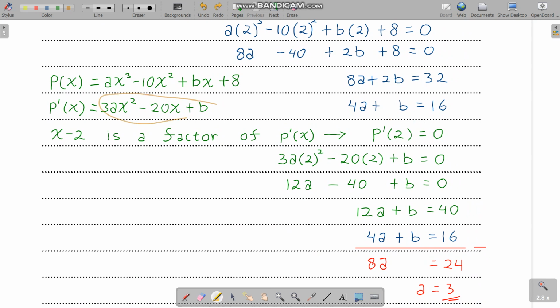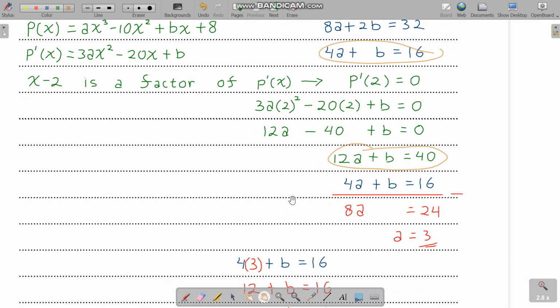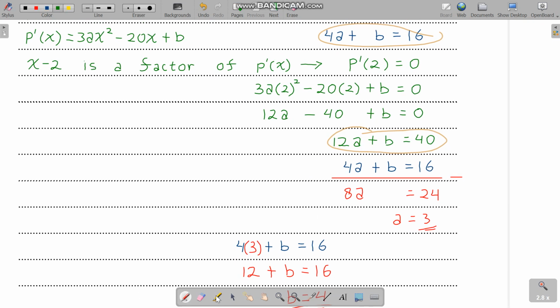We replace the x in the p prime with 2 like this. So this is actually 4 times 3, 12, and this is minus 40, and you can simplify, move the minus 40 to the right. We have the second equation in two variables. We have to substitute or eliminate to find a and b. So we can just rewrite this equation down here, and then we subtract, cancel out. We have 8a equals 24, so a equals 3.